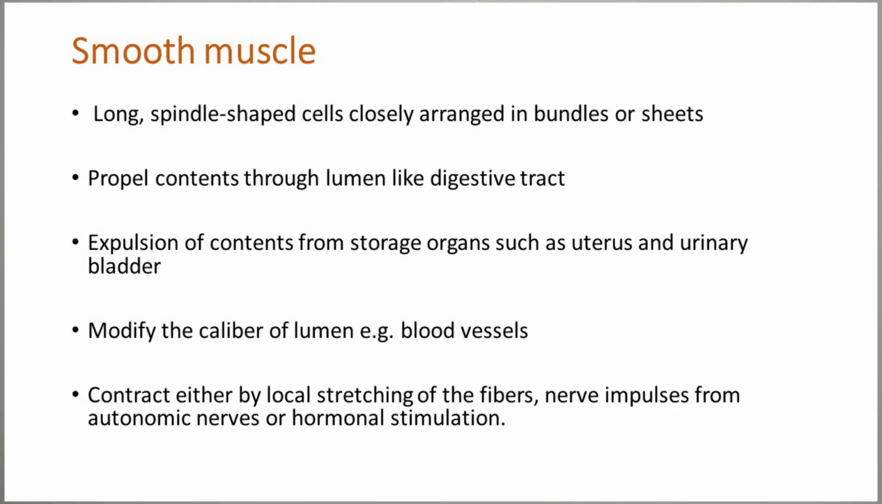Now, how are they being supplied? They can contract by local stretching of the fibers. We'll be discussing in some future videos how this mechanism happens. So either they contract by the local stretching of the fibers, or they receive nerve supply from the autonomic nervous system, or they may also be influenced by hormones. So these are the 3 mechanisms that may influence their contraction.